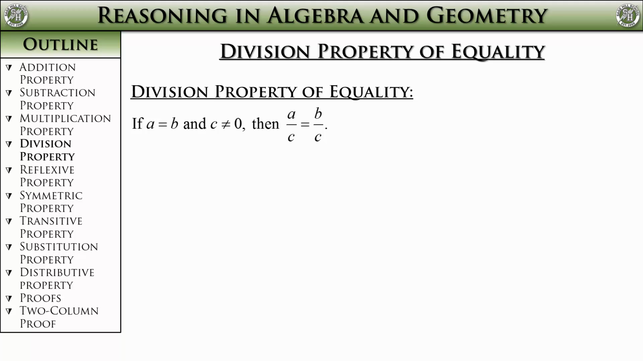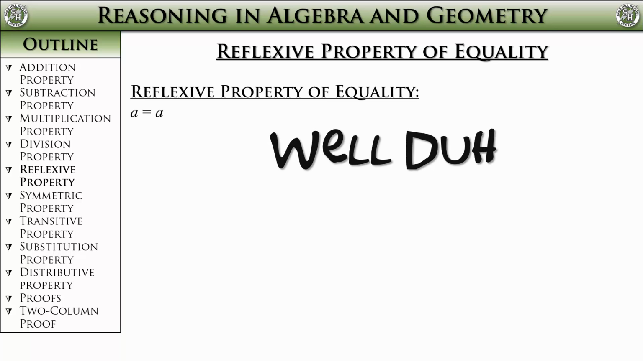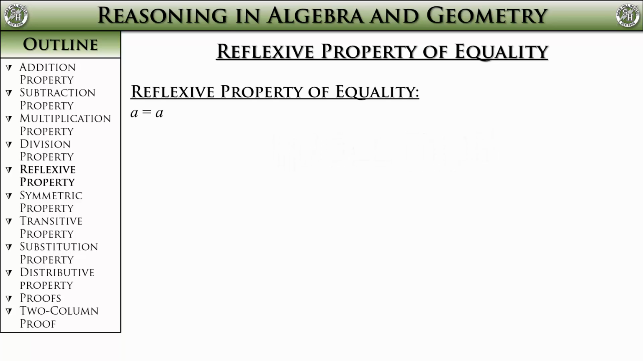No dividing by 0. Ah, the good old reflexive property. This seems pretty dumb, right? Yay, A equals A. It's like the response when you have a postulate. Well, duh. However, I am sad to report that even though this looks pretty dumb, there will be a couple of specific situations this year that you are required to use it.